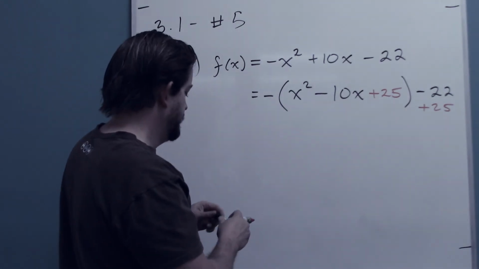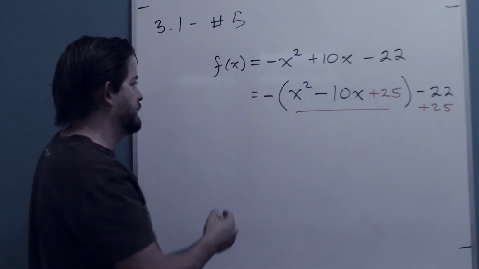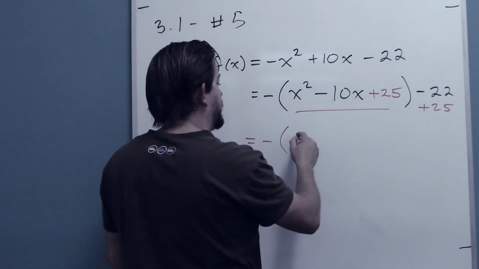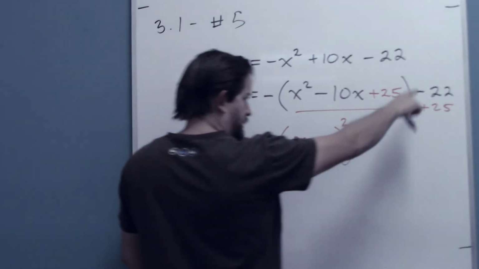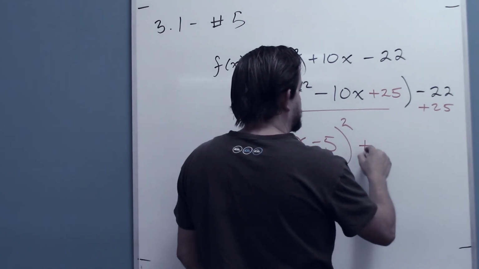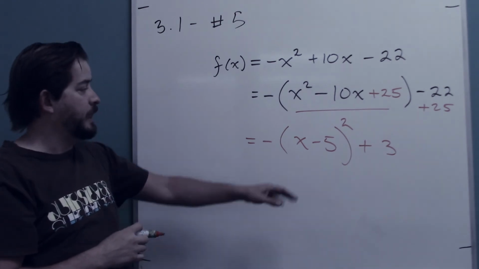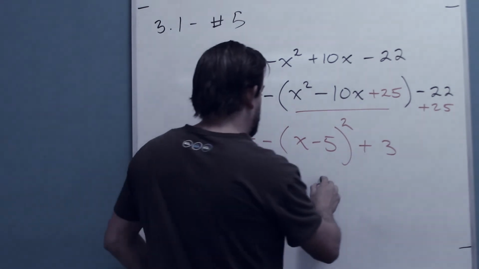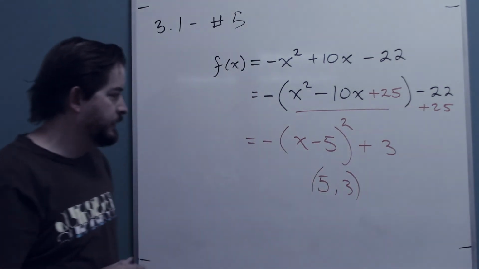Okay. This inside here is now a complete square, right? This is minus in front, and then I've got x minus 5 squared. And then negative 22 plus 25, right? That gives me plus 3. My vertex happens at positive 5, 3. And there I have it.